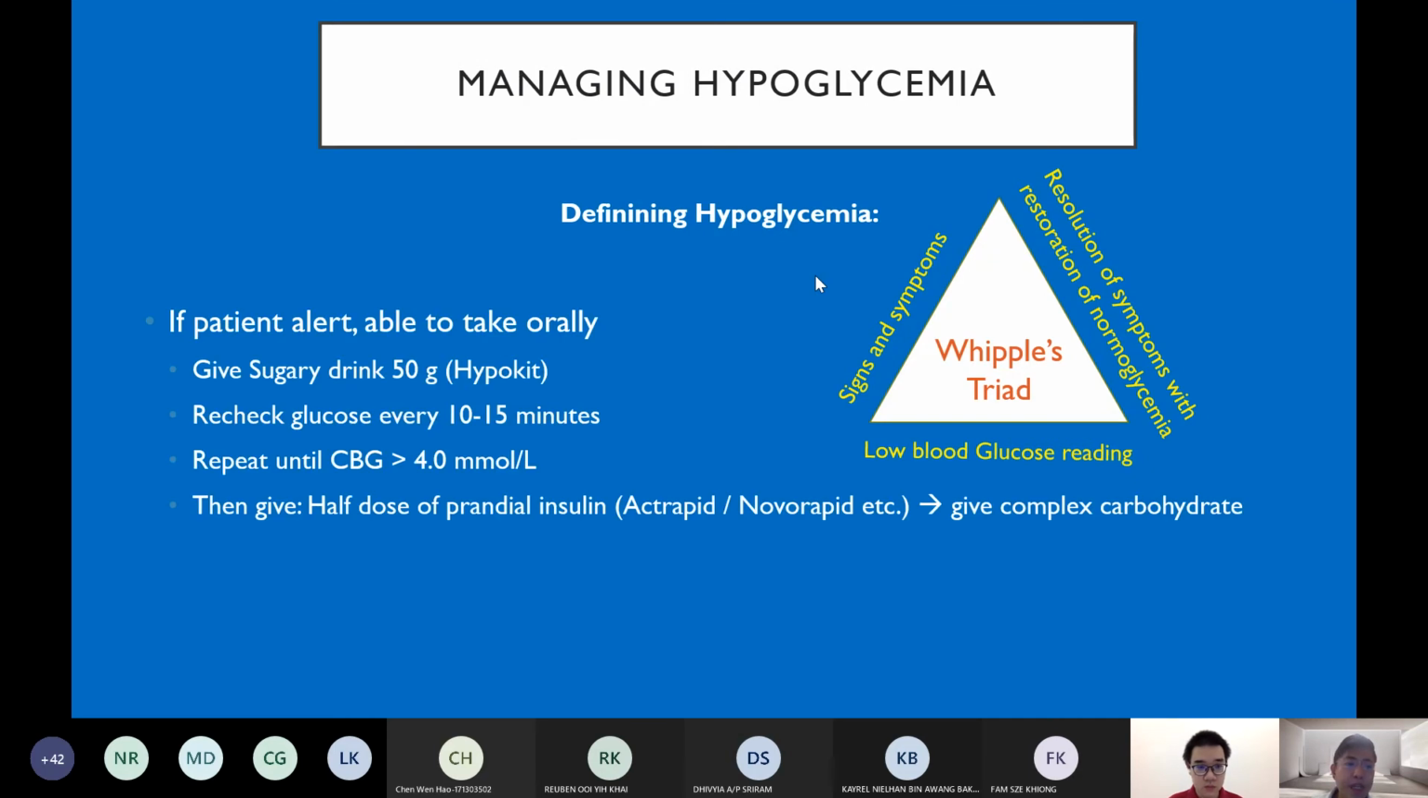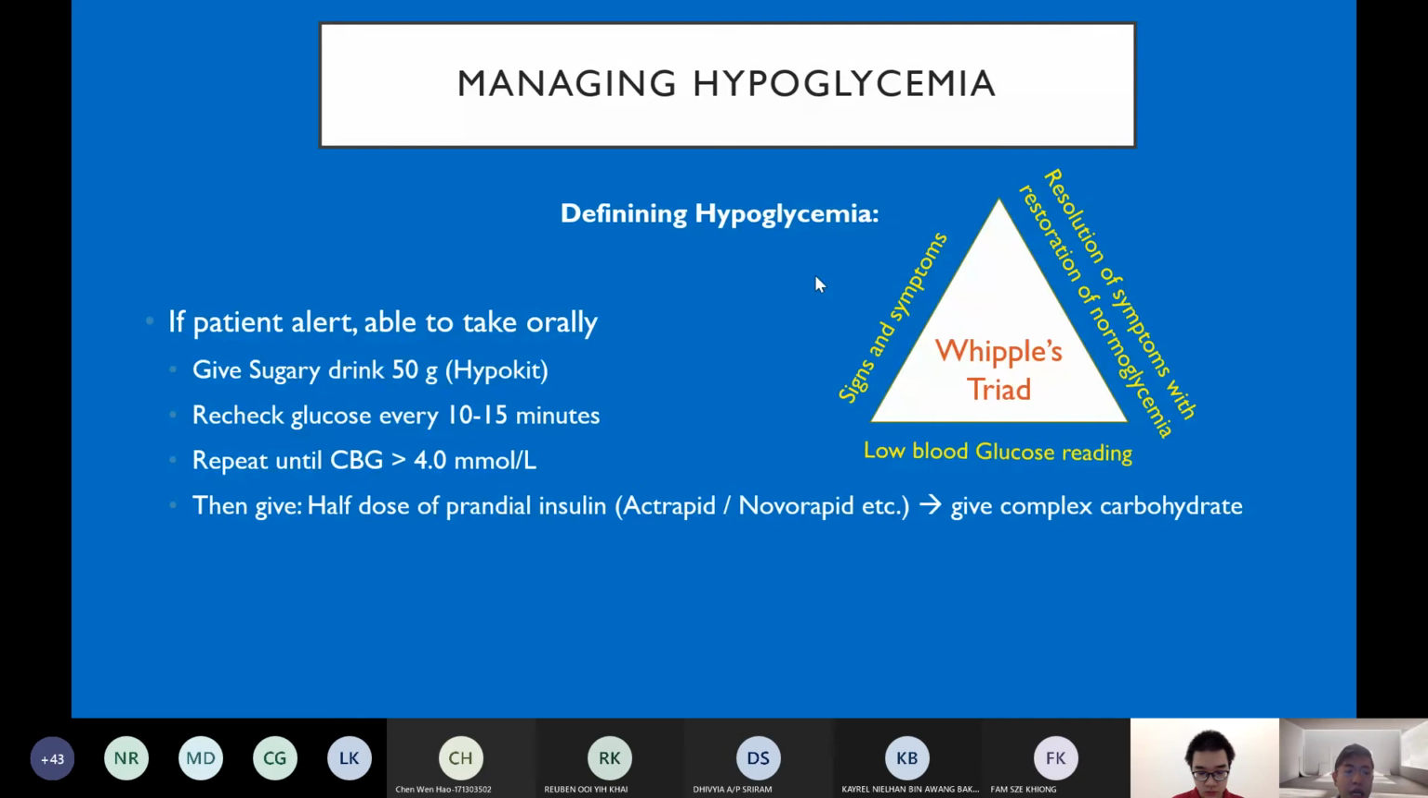So if the patient is alert and able to take orally, you can always give them something sweet to take. Okay, so it's either a sugary drink or 50 grams of glucose, and then recheck the blood glucose 10 to 15 minutes later, and check it repeatedly until you reach a target of 4.0. If it's still low, give them another one, yeah.